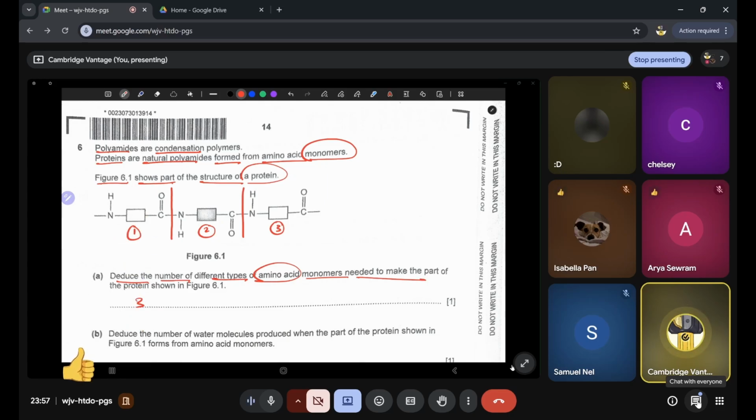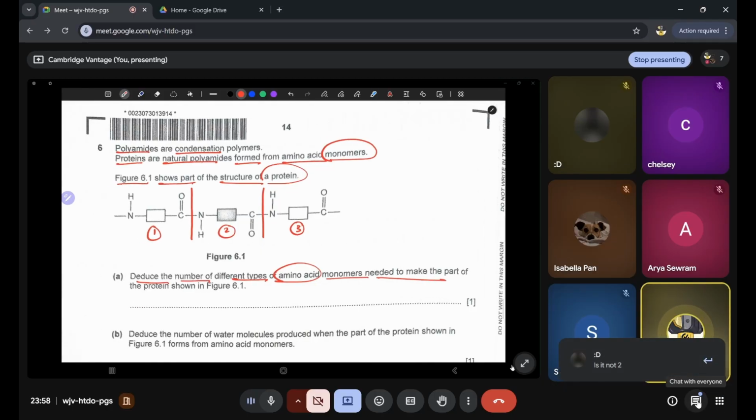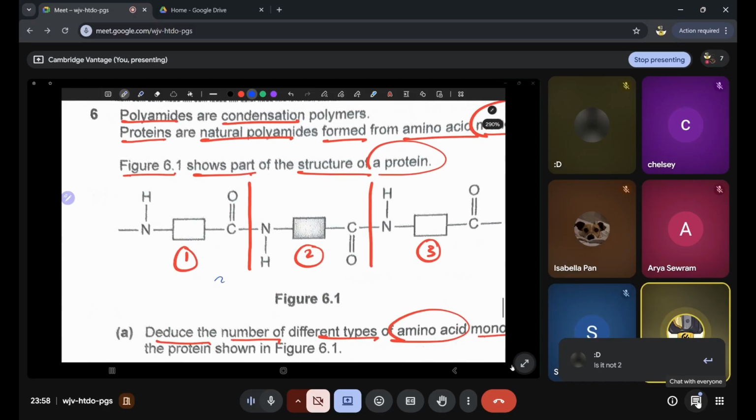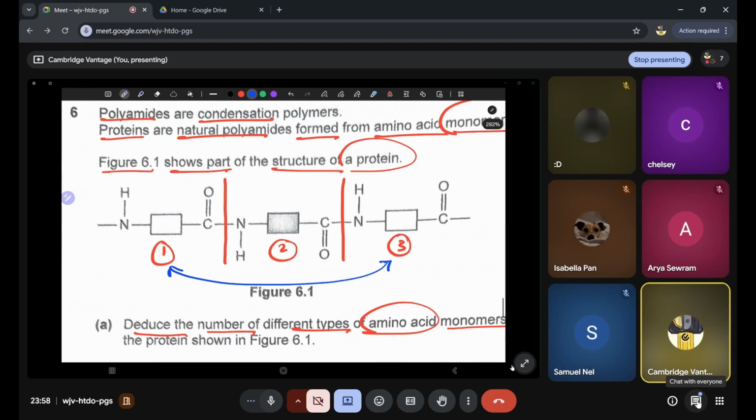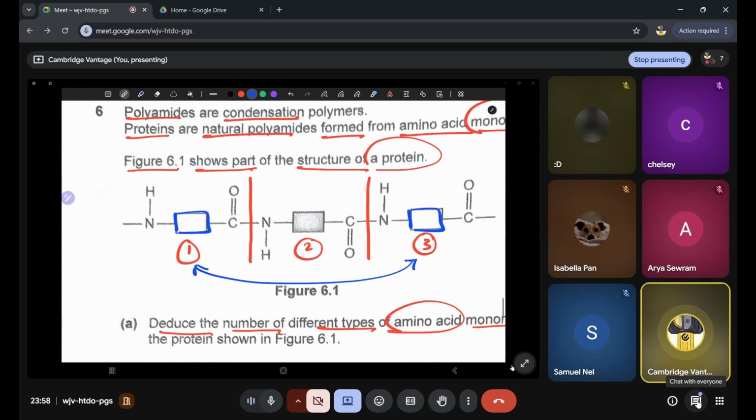Right? Isabella agrees. Arya agrees. Chelsea. But what about Liat? Liat, should it be three amino acids? Exactly. You are correct. It is going to be two. Because students, look at this one. All of you took the bait. 1 and 3, aren't they the same thing? And how would you understand? Look at the box in the middle. Same box. Whereas the one that was for 2, that had a different color, or that was slightly shaded.